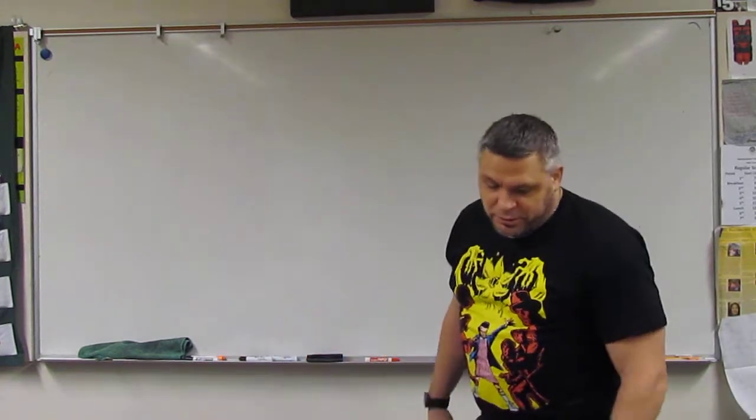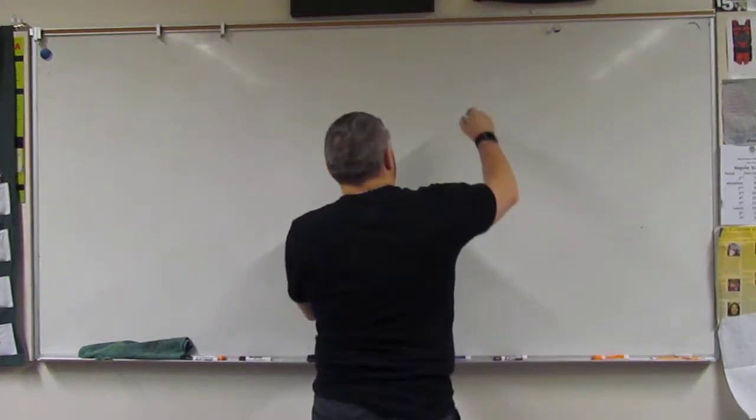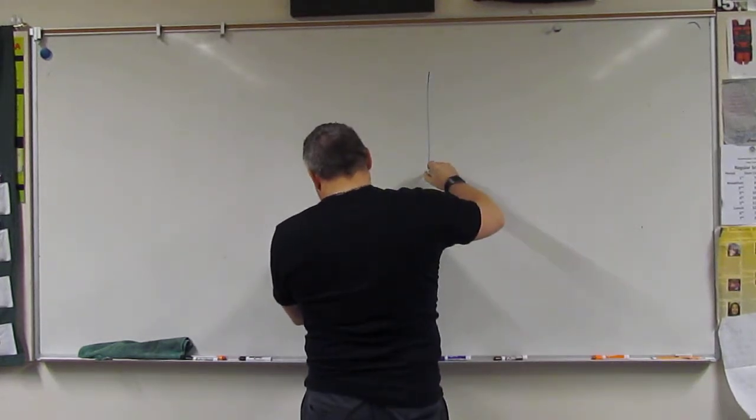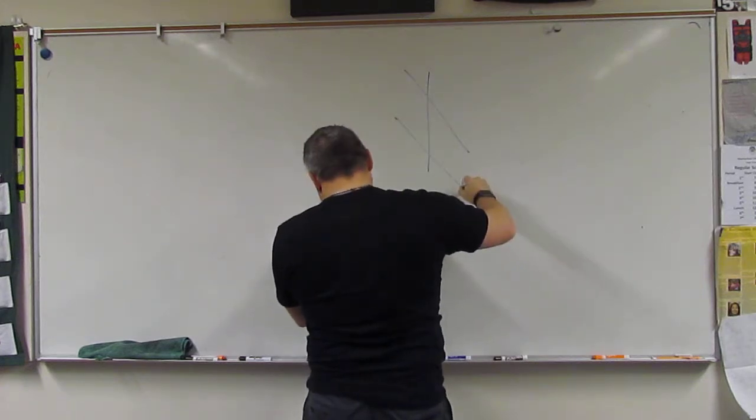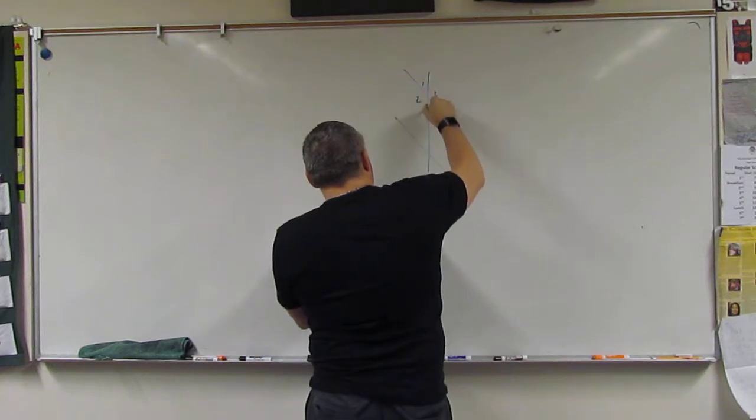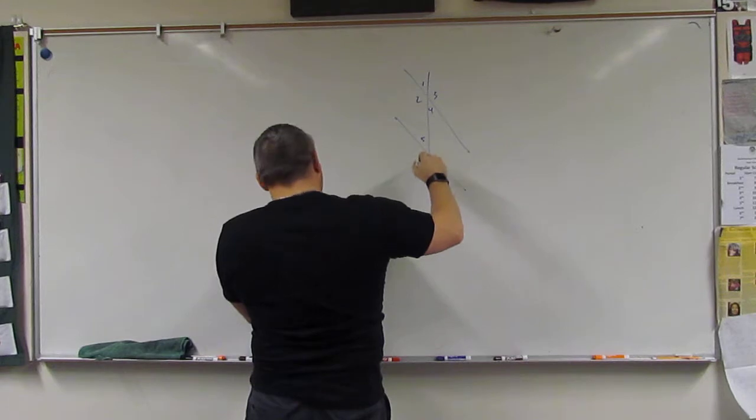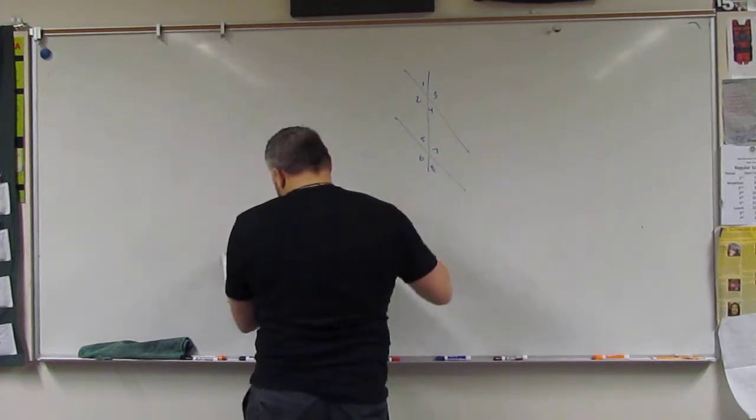All right, 3, 3. We're going to do 12, 13, 14, 15. 12 says, we have this, and this. We have 1, 2, 3, and 4. We have 5, 6, 7, and 8.